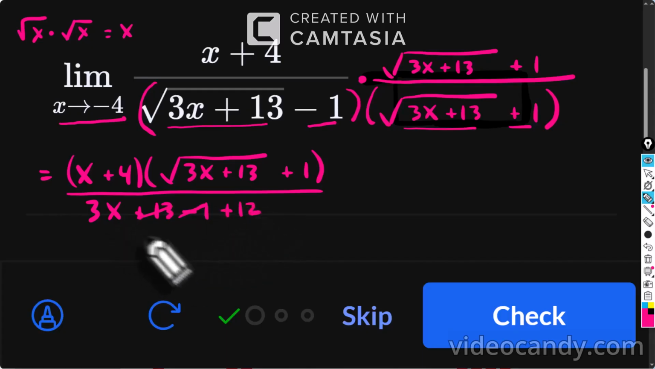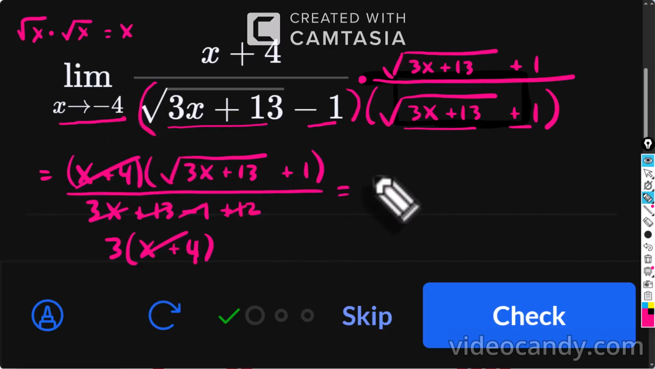And if we have 3x plus 12, we can factor out a 3. 3x divided by 3 is x. 12 divided by 3 is +4. All right, so we just rewrote this denominator right here. And now we can cancel. x plus 4 divided by x plus 4 is gone. And what do we have left? The limit as x approaches -4.